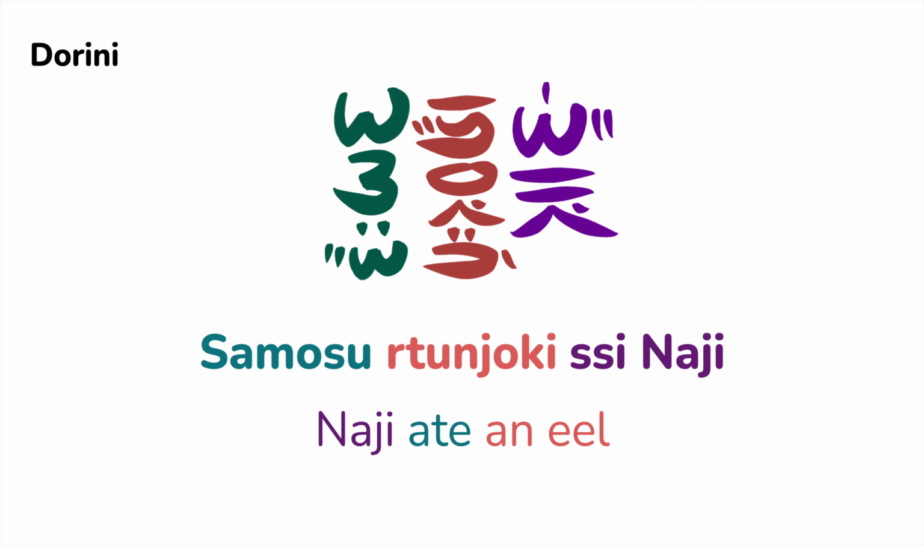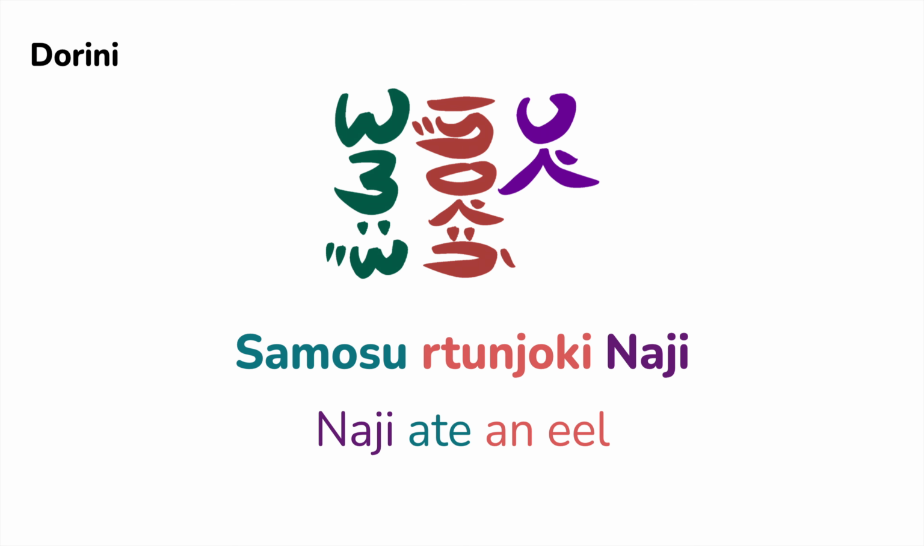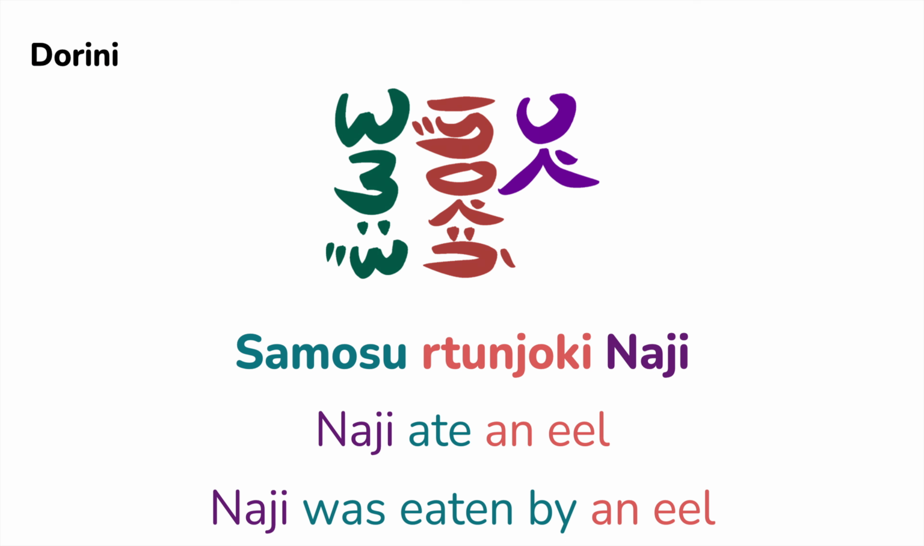But what's si here? What does that word mean? Well, pretend we drop the si. Now we have samoso tondroki naji. We know naji is the topic and samoso is the verb. But what's tondroki? Well, how do we know that this sentence means naji ate an eel rather than naji was eaten by an eel? Remember, the topic does not necessarily have to be the doer of the action.